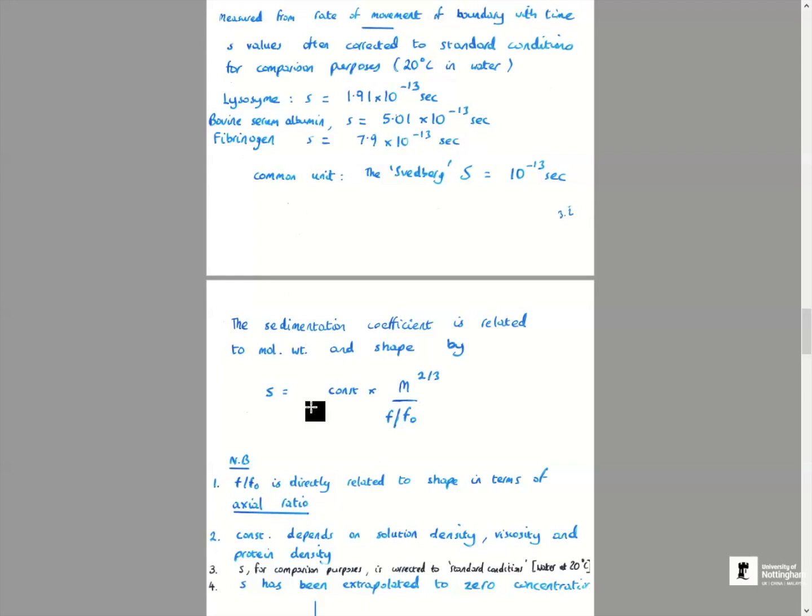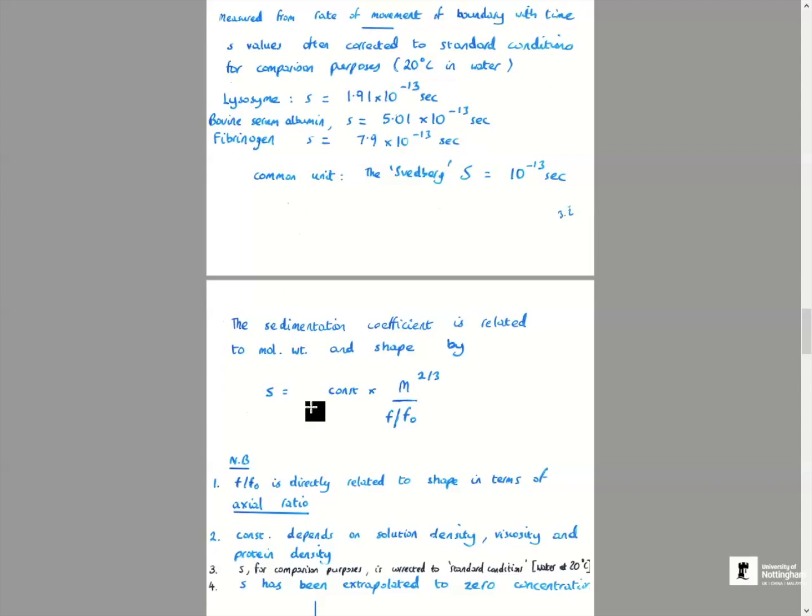So the frictional ratio, F over F naught, is the friction coefficient of a macromolecule. I measure its frictional resistance, divided by the friction coefficient of a sphere, a spherical blob, of the same mass and anhydrous volume. Okay, so what are the units of this frictional ratio? No units, that's right, because the units cancel out.